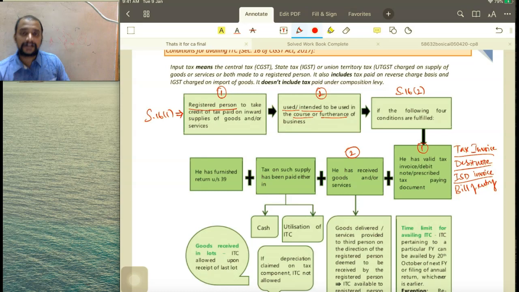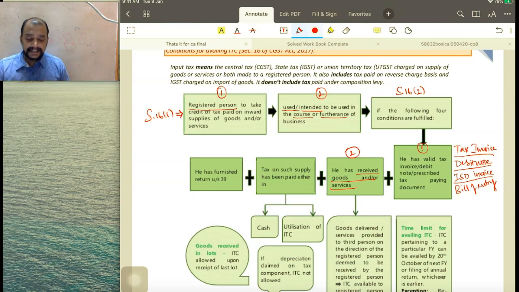Second additional condition, you should have actually received the goods or services. It should have been actually received. Now, I am in possession of a tax invoice this month, but I will be receiving goods in the next month. Can I take ITC this month? No, I cannot take ITC this month. I can take ITC only in the next month.